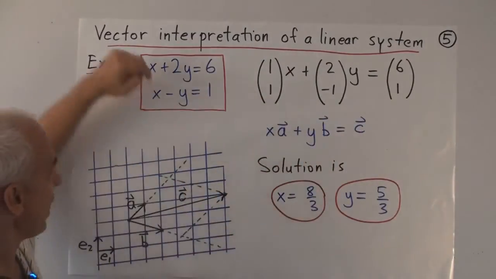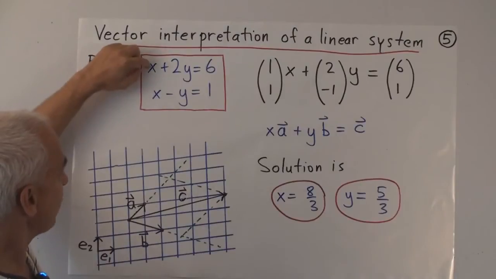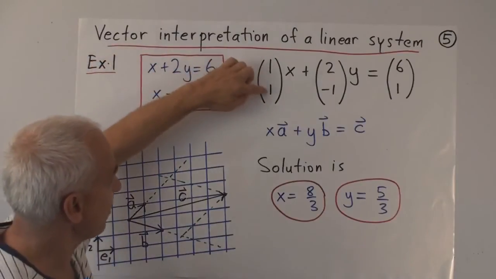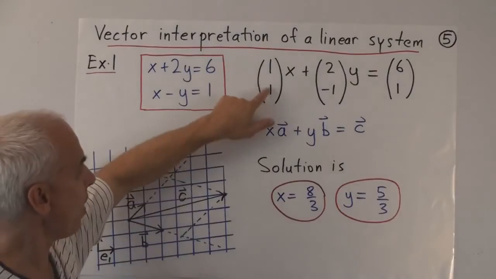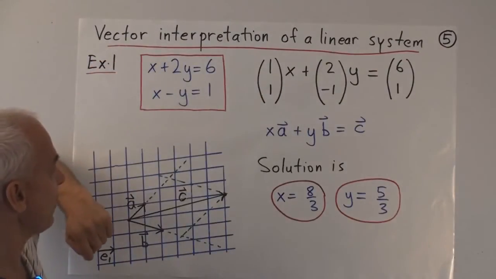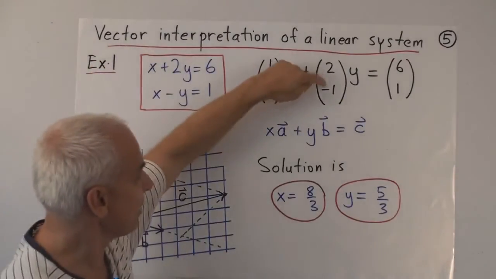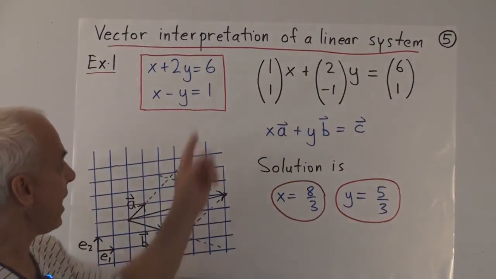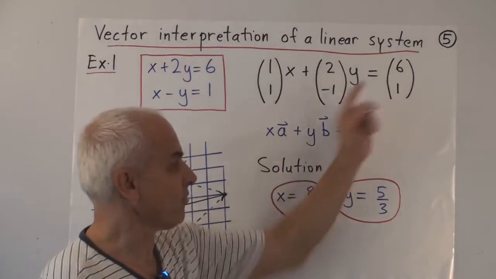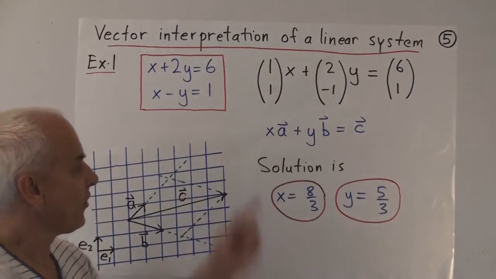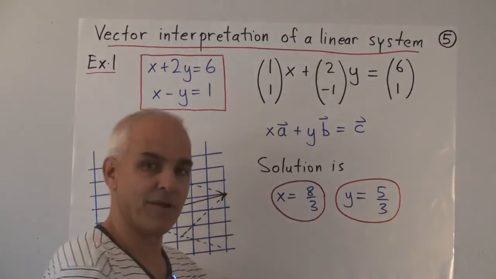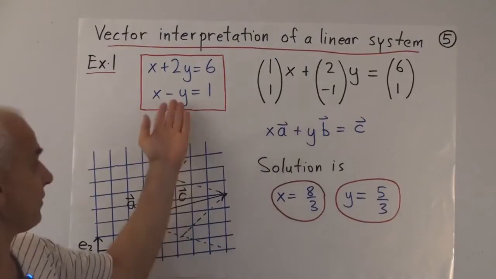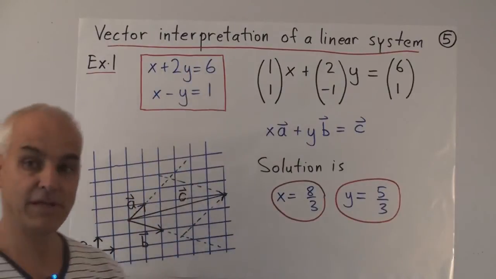So what we do is we look at the coefficient of x, and there's a 1 and 1 here. We put them together in this vector form. So 1, 1 represents the two coefficients here. 2, minus 1 represents the coefficients of y, and 6, 1, that vector is the right-hand side. So this one vector equation contains exactly the same amount of information as these two linear equations.